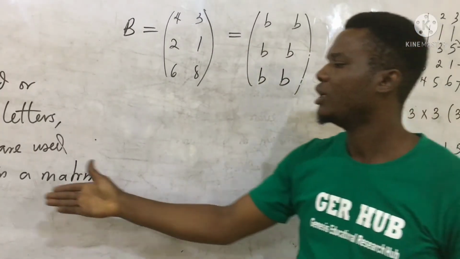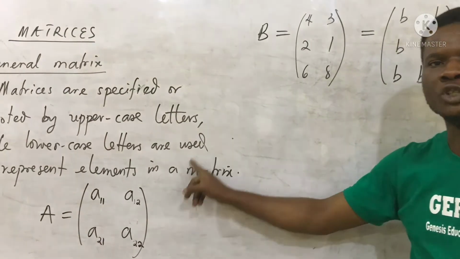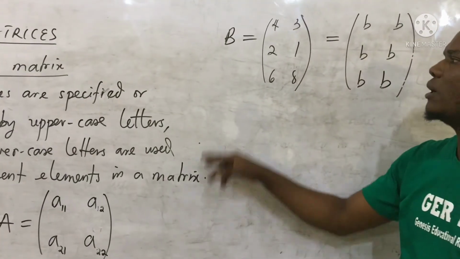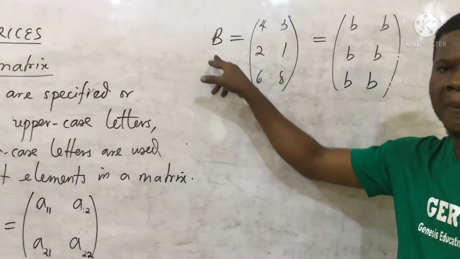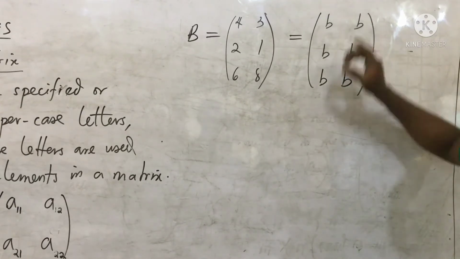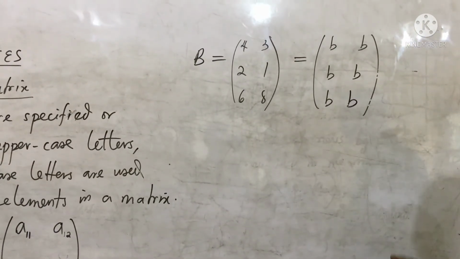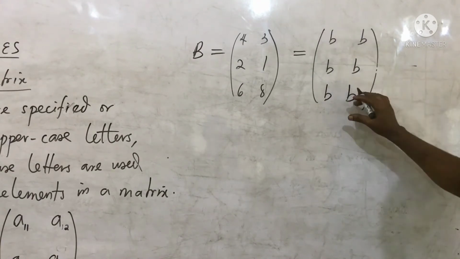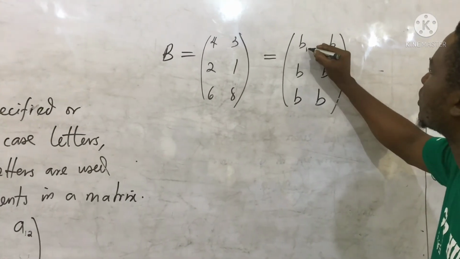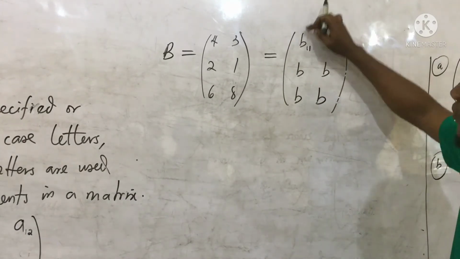Now, if we want to use the idea of locating elements to describe this matrix, let's see how that is done. Like I told you, if a matrix is represented with uppercase B, then the corresponding elements will be represented as lowercase b's. But for us to tell exactly what the location of each of these elements is, we are going to use this. Now, all of them are b's, but this particular b would carry the location number 1, 1, meaning that it is found in the first row and first column.